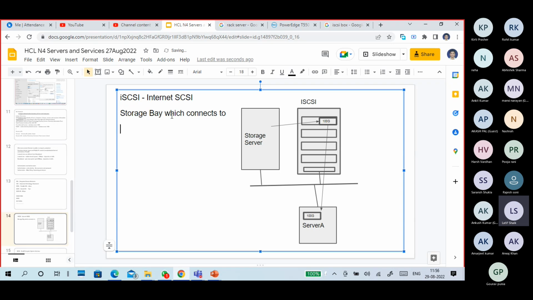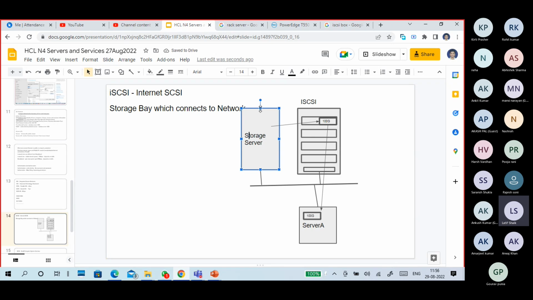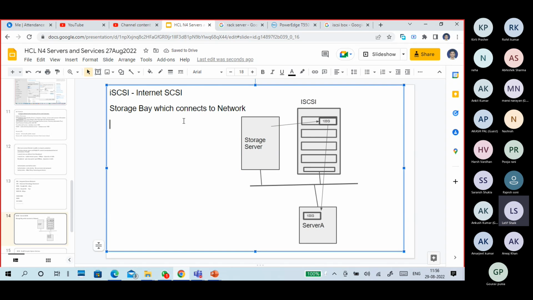next to the network. So how to access it? With an IP address. A storage bay which connects to the network. Then how to access the iSCSI? With the IP address and the IQN number. It's a unique number.